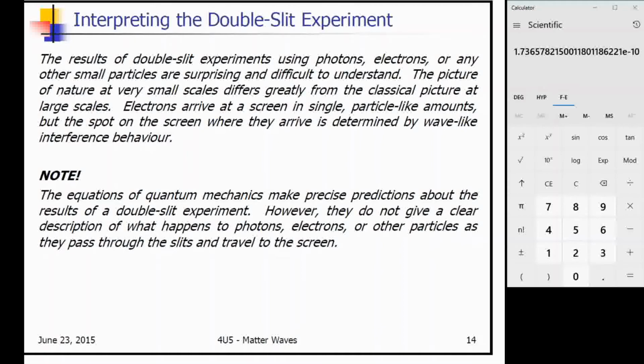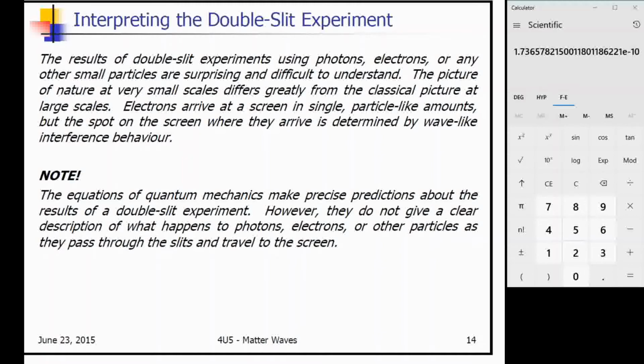So we have to prove the de Broglie wavelength using double slit experiments using photons and electrons, and these results are surprising and difficult to understand. The picture of nature at very small scales differs greatly from the classical picture at large scales. Electrons arrive at a screen in single particle-like amounts, but the spot on the screen where they arrive is determined by a wave-like interference pattern. So note, quantum mechanics makes precise predictions about the results of a double slit experiment, but what it does not give is a clear description of what happens to the photons, electrons, or particles as they pass through the slits and travel to the screen.